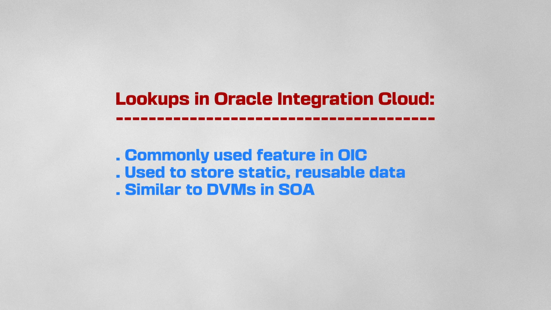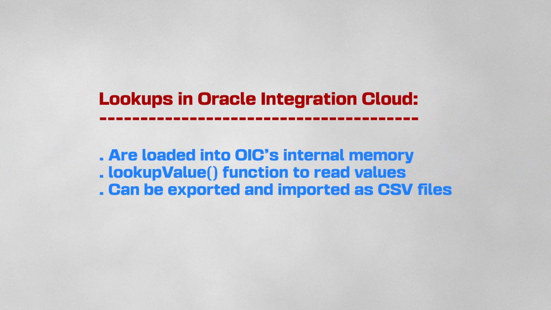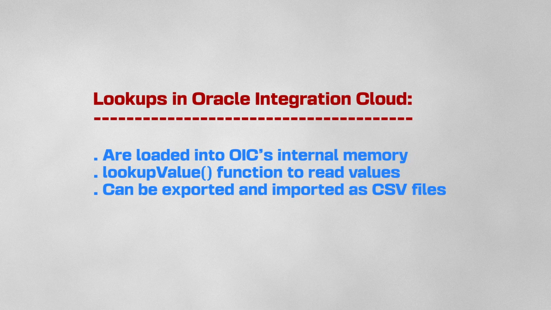If you have worked on SOA before, you can think of lookups in OIC as being similar to DVMs in SOA. Lookups are loaded in OIC's internal memory, which makes them fast to access at runtime. To read values from a lookup, OIC provides a lookup value function, which we will be using in today's demo. Lookups can also be exported and imported as CSV files, which makes them easy to manage and maintain.